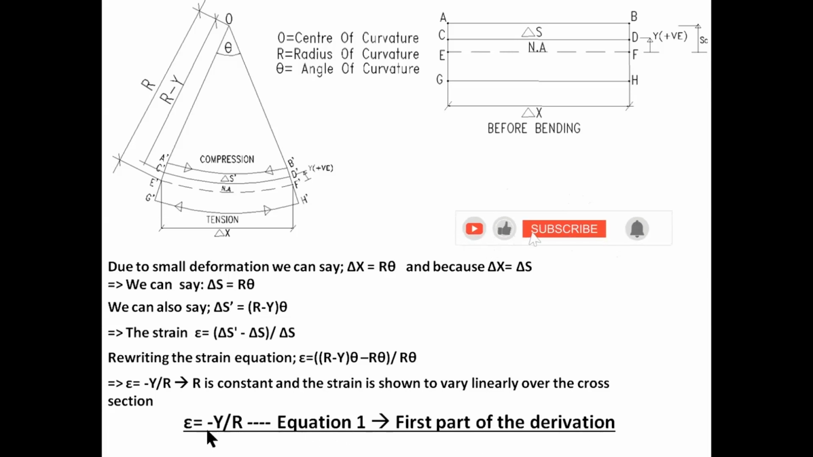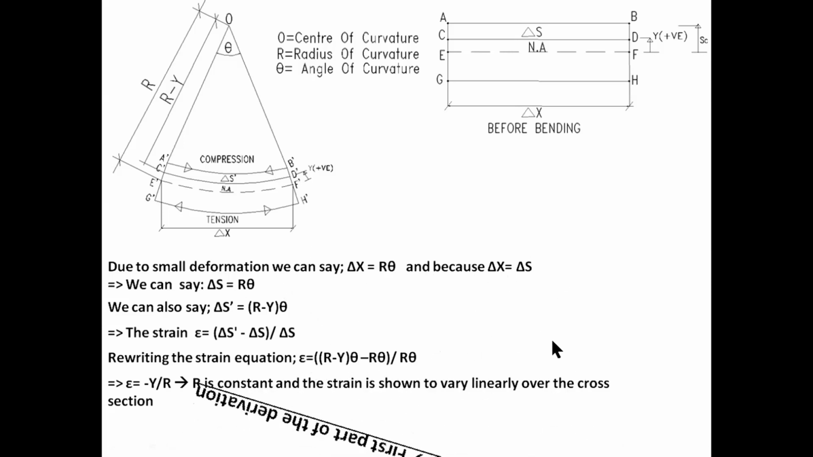With R being constant, this means that the strain is shown to vary linearly over the cross section, and we have also shown that at a distance y above the neutral axis, this strain is a negative value because there is compression or contraction. So this ends the first part of the derivation.